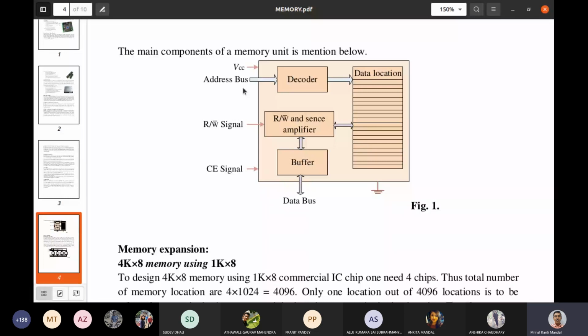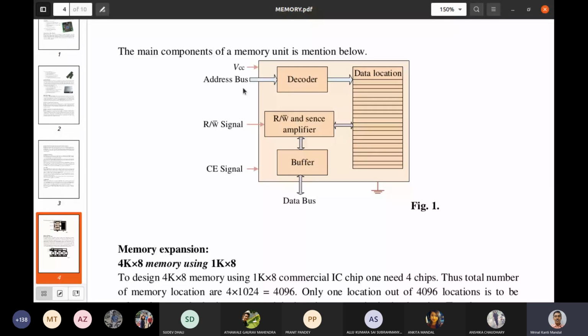The point is clear. So the address bus is connected with the decoder, and there are two types of decoder. One is the row decoder, another is the column decoder. The row decoder will determine that particular row, and the column decoder will determine that particular column, and the common element of that row and column is responsible for retrieving the data or for writing the data.